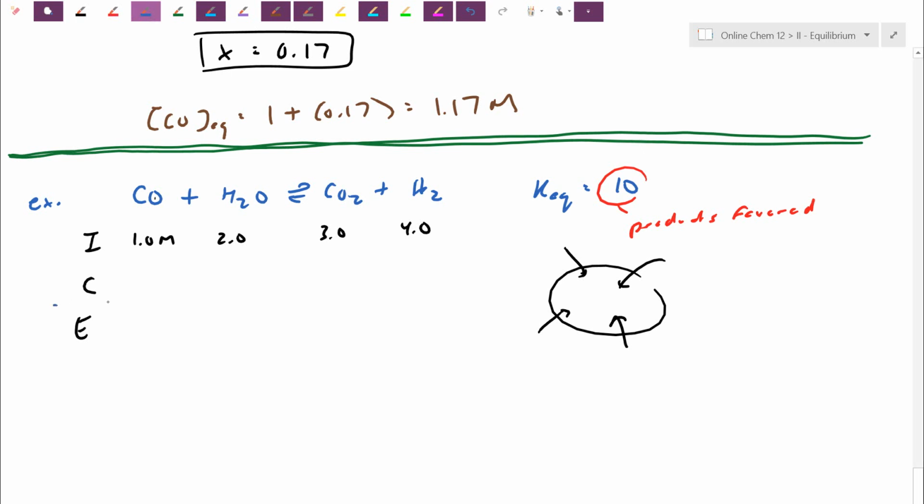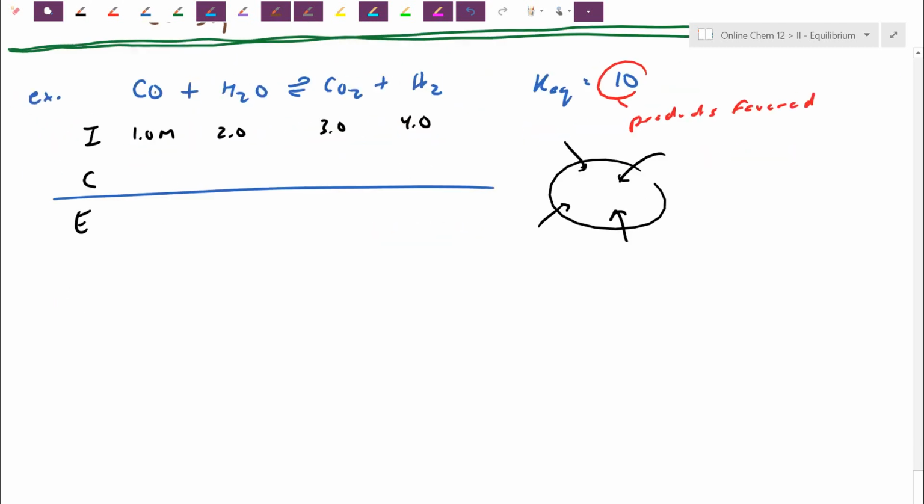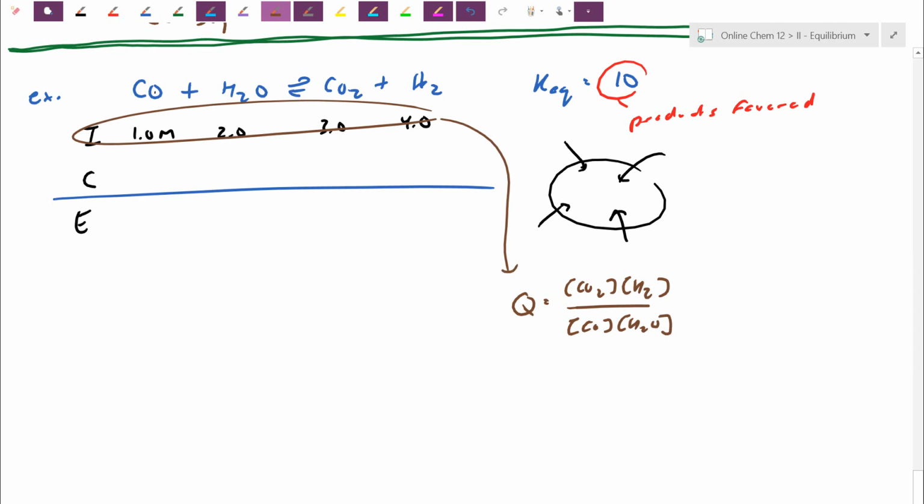Again, because none of the sides are actually 0, it's not so clear which side is plus, which side is minus. So what we need to do in that situation is use our Q value, use this test value. Let's figure out the expression for Q. Q is products over reactants, same as earlier. I'm using the same equation so you have a little bit more familiarity. And what I'm going to do is use the initial values. Based on the values I put in, what is my Q value?